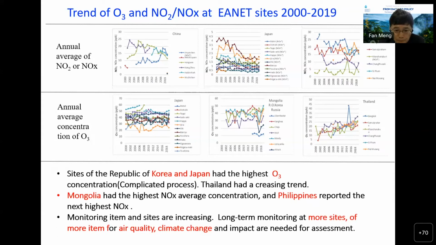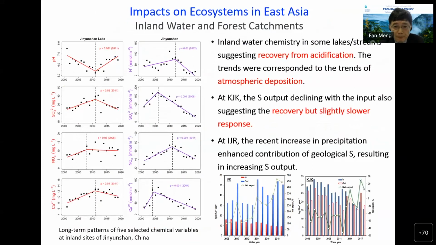So basically, this is our report about air pollution. Maybe I need to mention that the sites for each country are not so many, so maybe we need more sites to represent the situation.